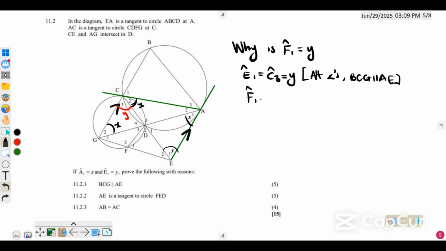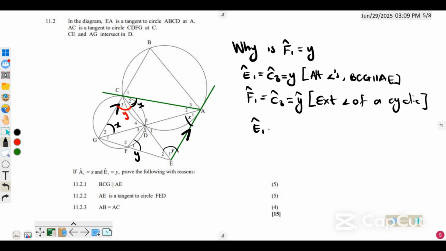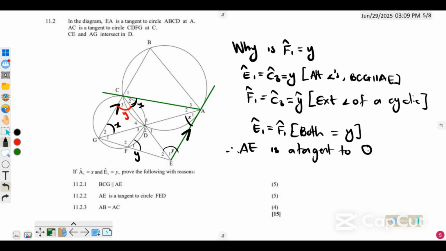So angle F1 is equal to angle C3, but angle C3 was proven to be y, and this is the exterior angle of a cyclic quad. Now if you look at this, since we also have a y here, we have successfully proved what we were trying to prove initially, right? So angle E1 is equal to angle F1, and they are both equal to y. Then we can conclude that therefore AE is a tangent to circle FED.